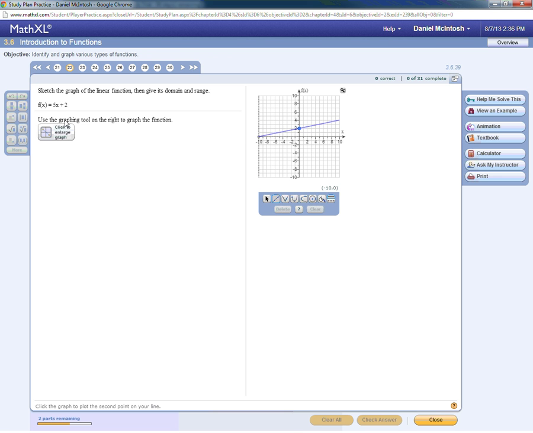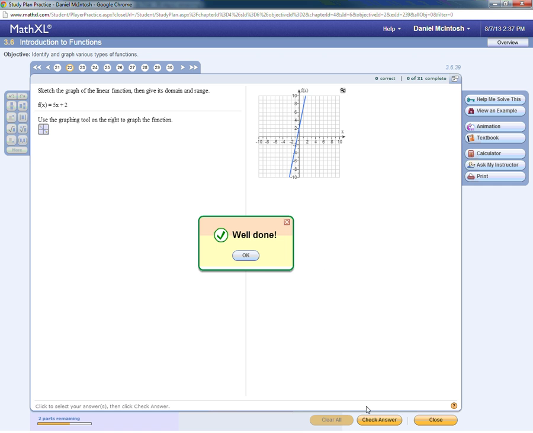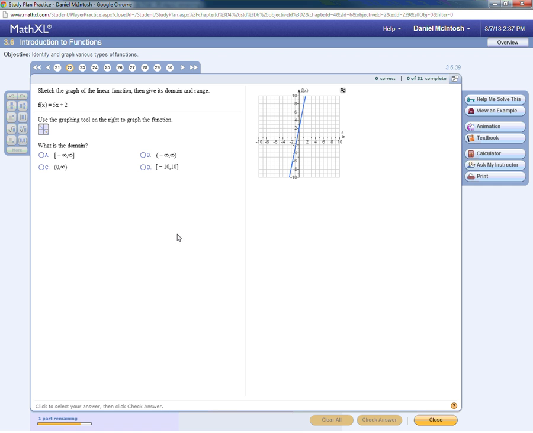Then, how do I find my next point? Well, I know my slope is 5, so using rise over run, I can go rise 1, 2, 3, 4, 5, up to 7, and then go over 1. And we should be able to check this answer, and it'll tell us that we have done it correctly.